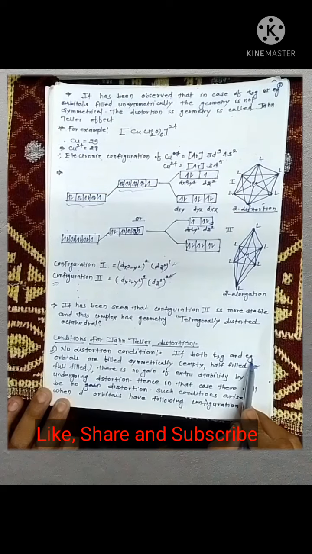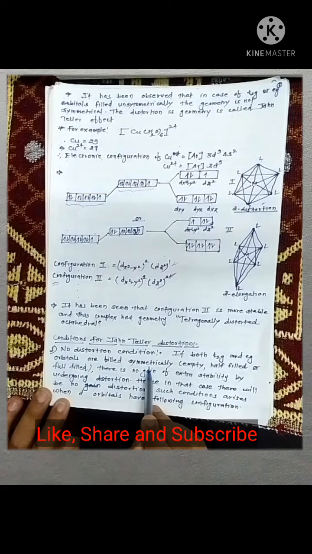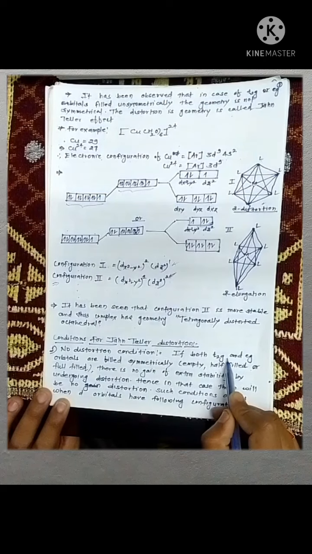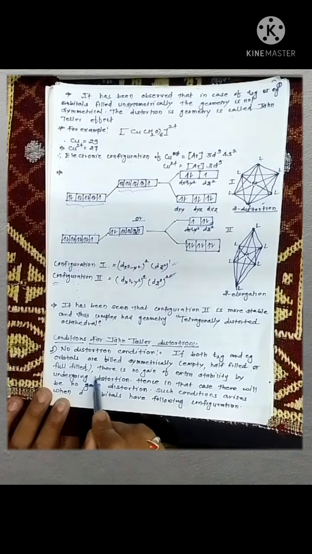If both the T2g and Eg orbitals are filled symmetrically, the word symmetrically stands for: if both sets of orbitals are empty, half filled, or fully filled, there is no gain of extra stability by undergoing distortion. Hence, in that case, there will be no distortion. Such a condition arises when d orbitals have the following configurations.